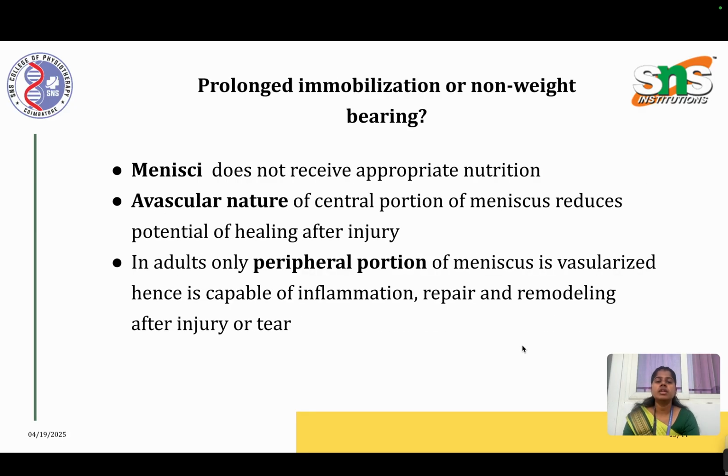So, what happens with prolonged immobilization or non-weight bearing? Let's see. The menisci do not receive appropriate nutrition. The avascular nature of the central portion of the meniscus reduces the potential of healing after injury. In adults, only the peripheral portion of the meniscus is vascularized, hence it is capable of inflammation, repair and remodeling after injury or tear.